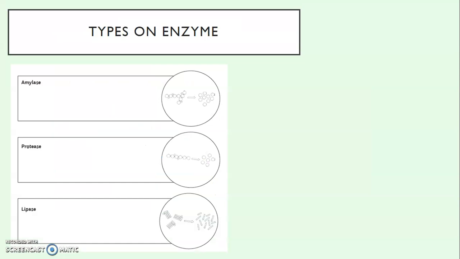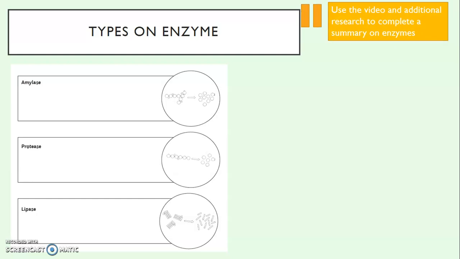What I would like you to do, there is this sheet in the Teams folder. If not, sketch it out yourself. There are 3 types of enzyme that you need to know about, and these are amylase, protease and lipase. What I would like you to do is to pause the video and then use the video and any additional research that you can find to complete a summary on these 3 types of enzymes. So you need to find out what they are breaking down, where they are made, and any other key information for amylase, protease and lipase. The next bit of the video is going to have some information to help you on this as well.